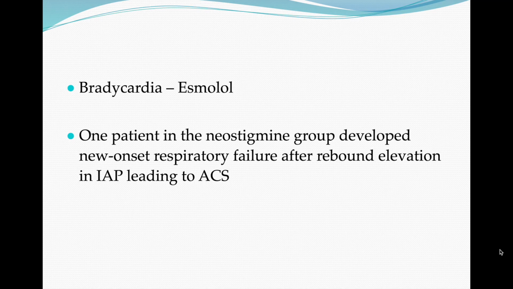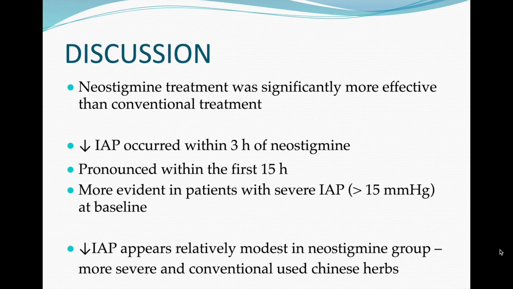The one event of bradycardia was found to be associated with esmolol. The patient who developed bradycardia after Neostigmine was also receiving esmolol, and once the esmolol was withdrawn from the therapy, the heart rate returned to normal. So this bradycardia was also not attributed to Neostigmine. Now, 1 patient in the Neostigmine group developed new onset respiratory failure after rebound elevation in IAP leading to SCS. This was again attributed to the severity of the acute pancreatitis and was not attributed to Neostigmine use.